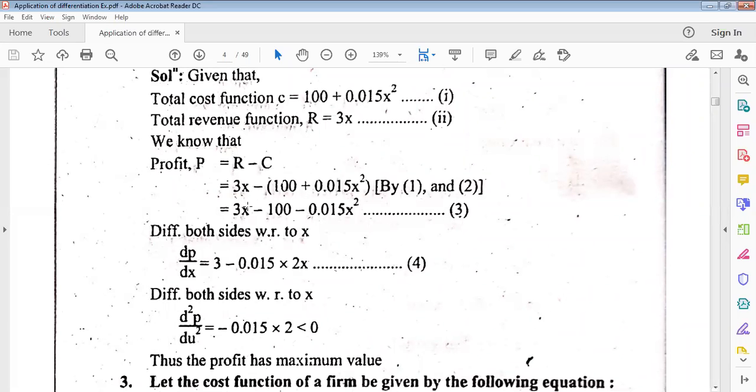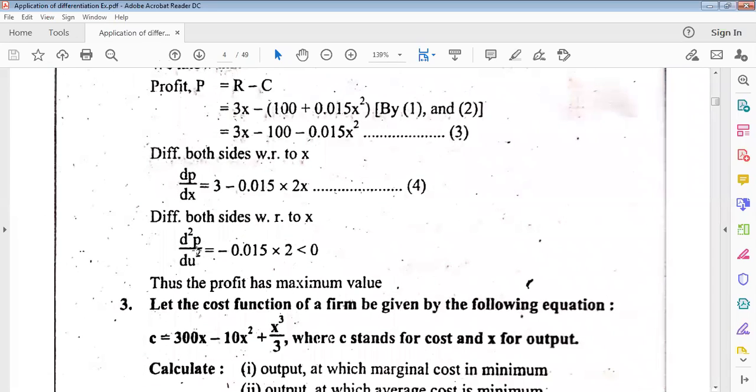Differentiation of x is 1, and differentiation of 100 will be 0, minus 0.015 x square differentiation, which is 2 into x to the power 2 minus 1, that means 2x. Now differentiating again, double differentiation, that means d square P by dx square, this will be 0, and x differentiation is 1, so 0.015 multiplied by this. This is negative. Negative means maximum. Therefore we can decide the profit is maximum.